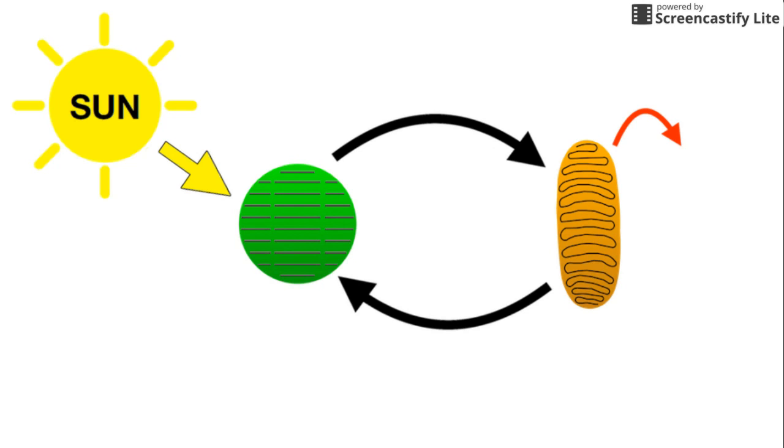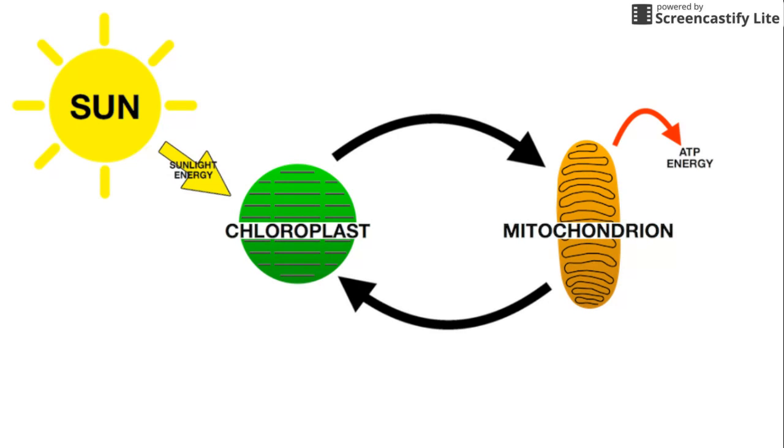So now we have the sun and our sunlight energy. The energy makes a chemical reaction with the chloroplast. The mitochondrion then uses the products of the chloroplast and makes a chemical reaction of its own. When the mitochondrion does this chemical reaction, it releases ATP energy. Chemical reactions are happening in both the chloroplast and the mitochondrion now.